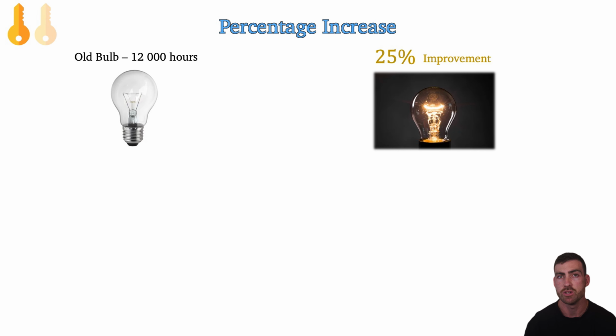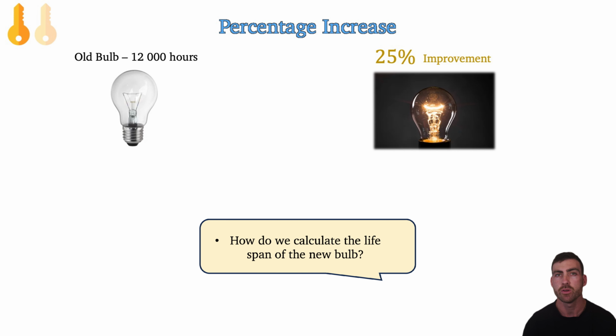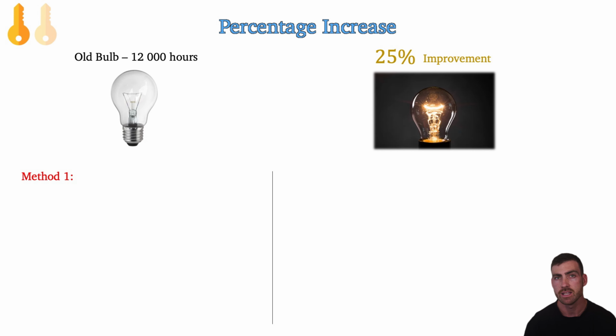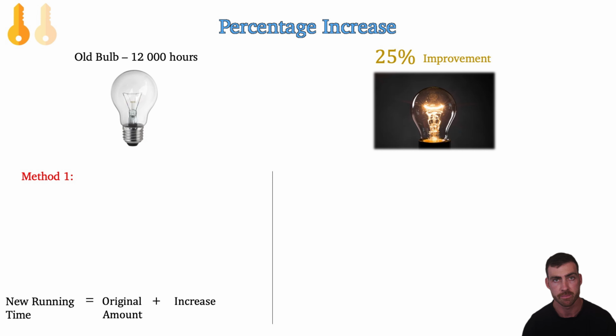If a company says their new light bulb lasts 25% longer, and the old light bulb lasts 12,000 hours, how do we calculate the real lifespan of the new bulb? Because once you know this skill, you can check any claim yourself. To answer this, let's first understand what 25% longer really means. It means the new light bulb lasts the original amount plus an extra 25% of the original time. So let's now find the extra 25% of 12,000 hours.